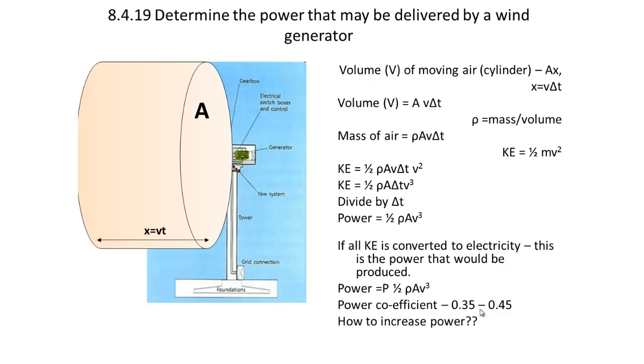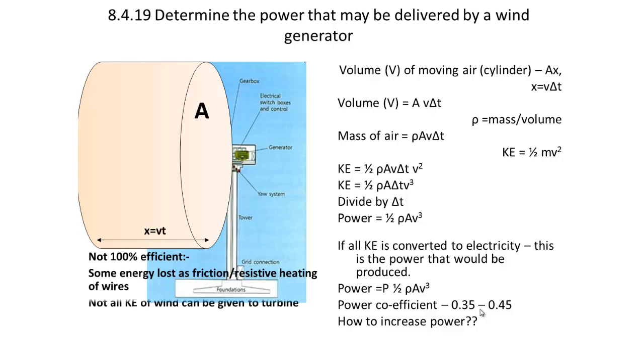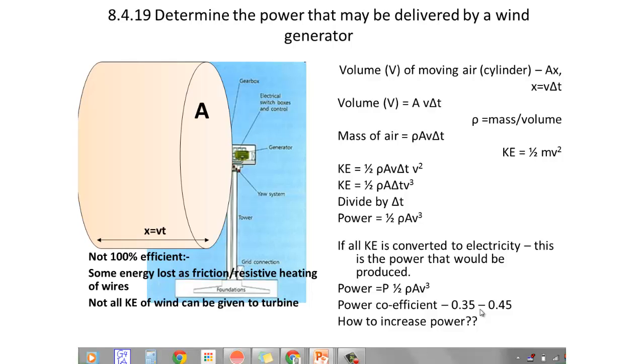How do we increase the power? Well, you can basically increase the area of the circle or the velocity of the air. Now, the problems are that it's not 100% efficient. Some energy is lost as the friction of the moving parts inside the turbine, also due to the resistive heating of the wires. Not all the kinetic energy of the wind can be given to the turbine, as I just mentioned.